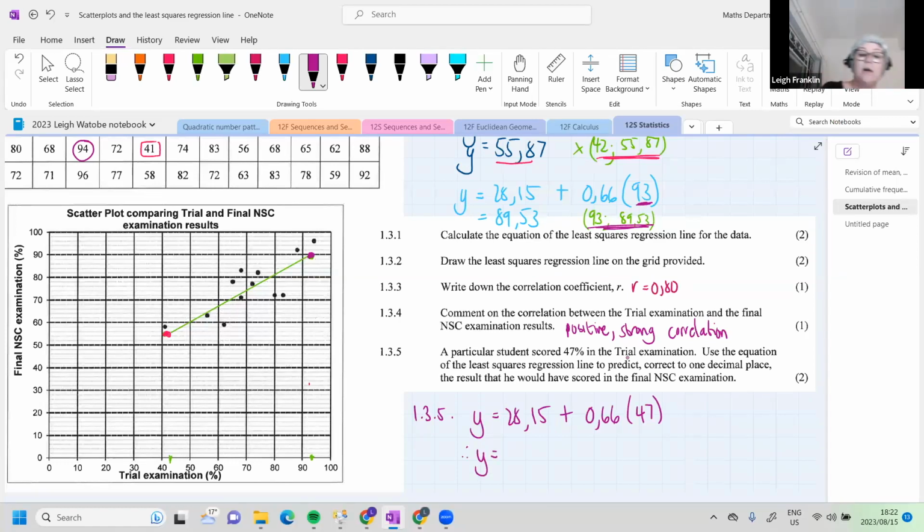Okay, so let's work out what his predicted mark would be. It says 59,17 to 1 decimal place, so 59,2%. There we go.